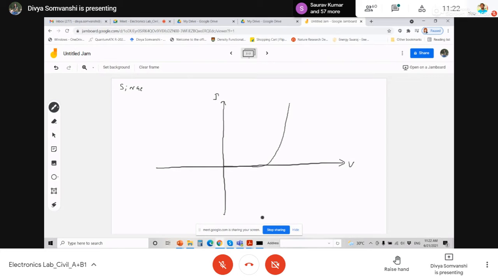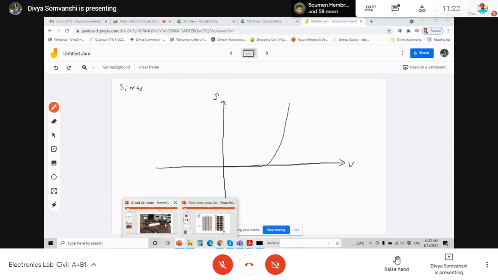Now, if you get that kind of plot, how can you get the cut-in voltage? When you have this kind of graph, you draw a tangent something like that, across the point where it is just moving forward. This is not very correct actually. Okay, I will show you some experimental data.